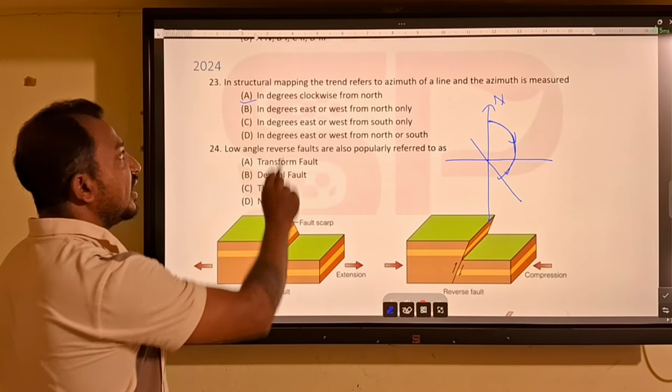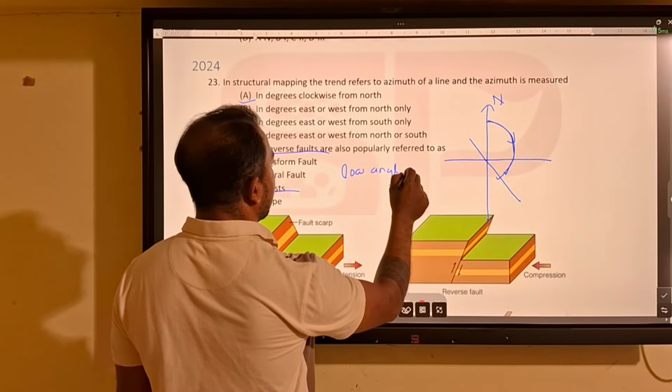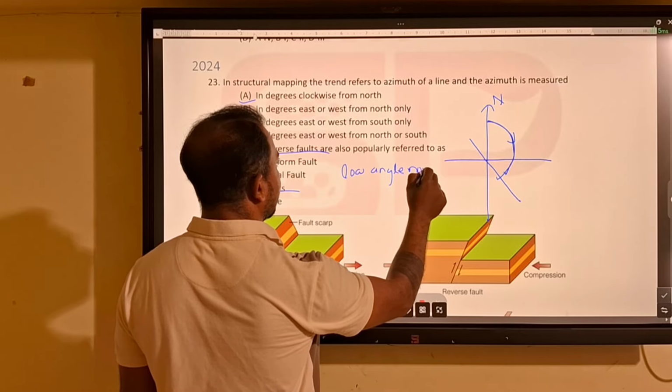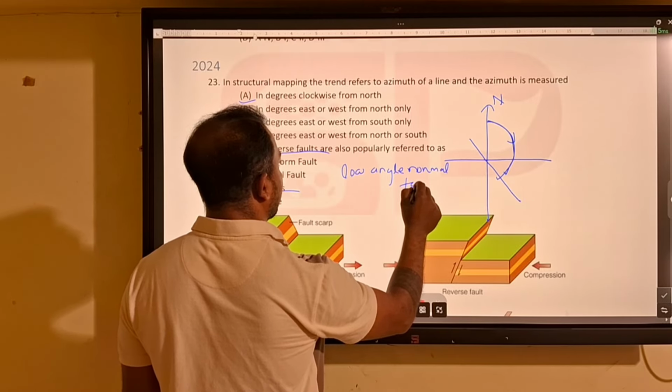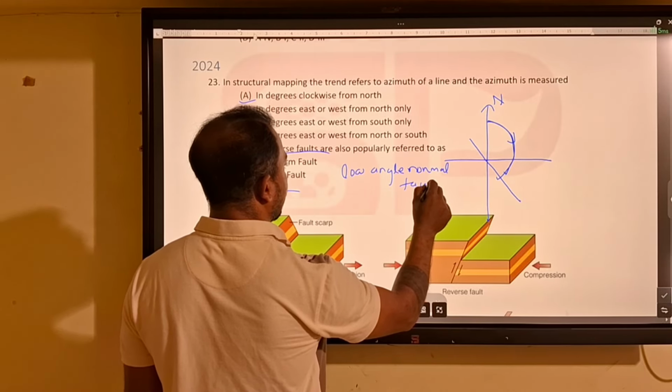Then comes low angle reverse faults are also popularly called as. Simply, it is a very common question. It is called a thrust fault. Low angle reverse faults are called thrust faults. I can say low angle normal fault, called a lag fault.